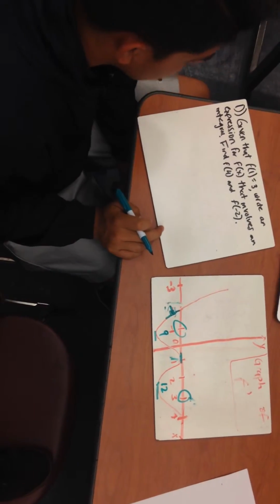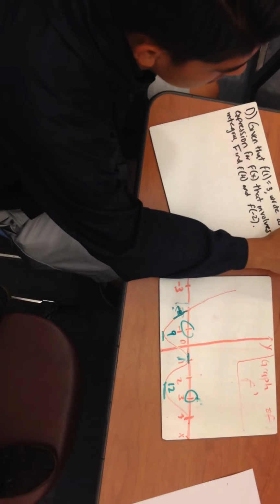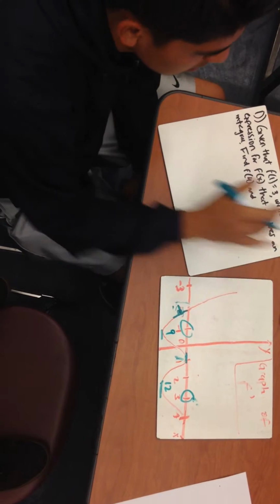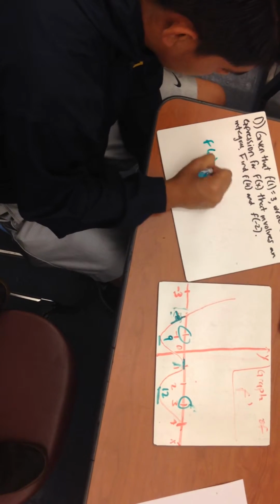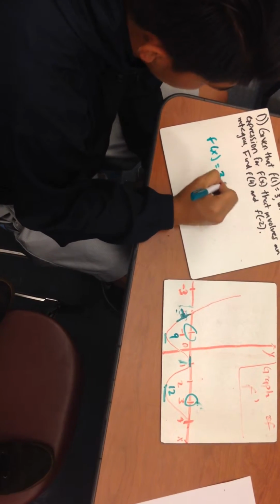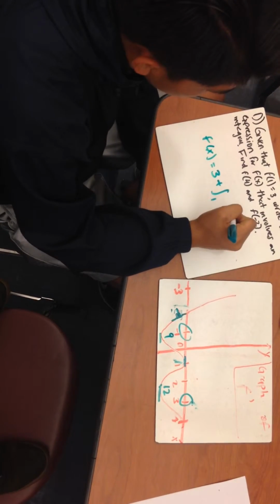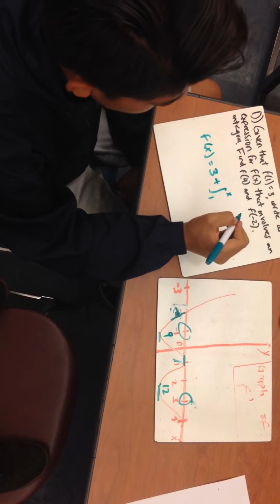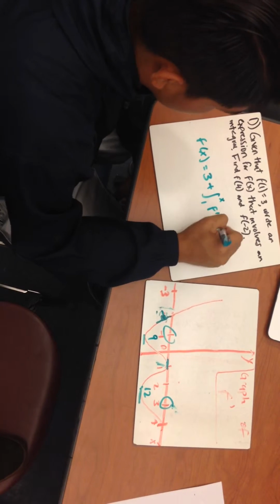And finally, our last question says, given that f of 1 equals 3, write an expression for f of x that involves an integral. Find f of 4 and f of -2. This one involves integrals, and what we first have to do is write the equation of f of x, not f prime of x. So f of x equals 3, since f of 1 is 3, plus the integral from 1 to x of f prime of x dx.